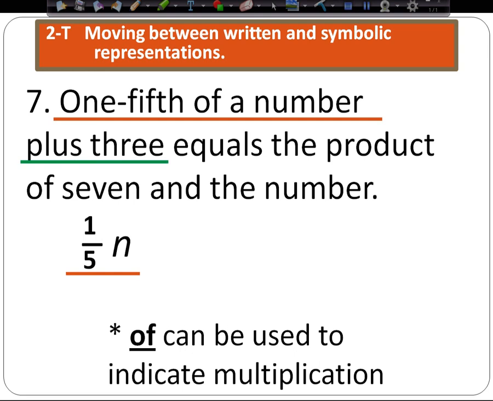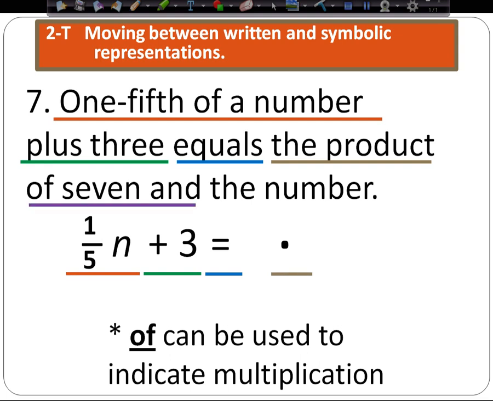You see the of there can be used to indicate multiplication. You don't have to write that down. We just want you to be aware of that. Plus 3 is just that, plus 3. Equals is your equal sign. The product means that I'm multiplying, so I'm going to have a dot, and it's 7 and the number, and it's the same number as before, so we're still going to use the n. So it's 7 times n, which could also be written as just 7n. Make sure you have both of these written down before you move on.